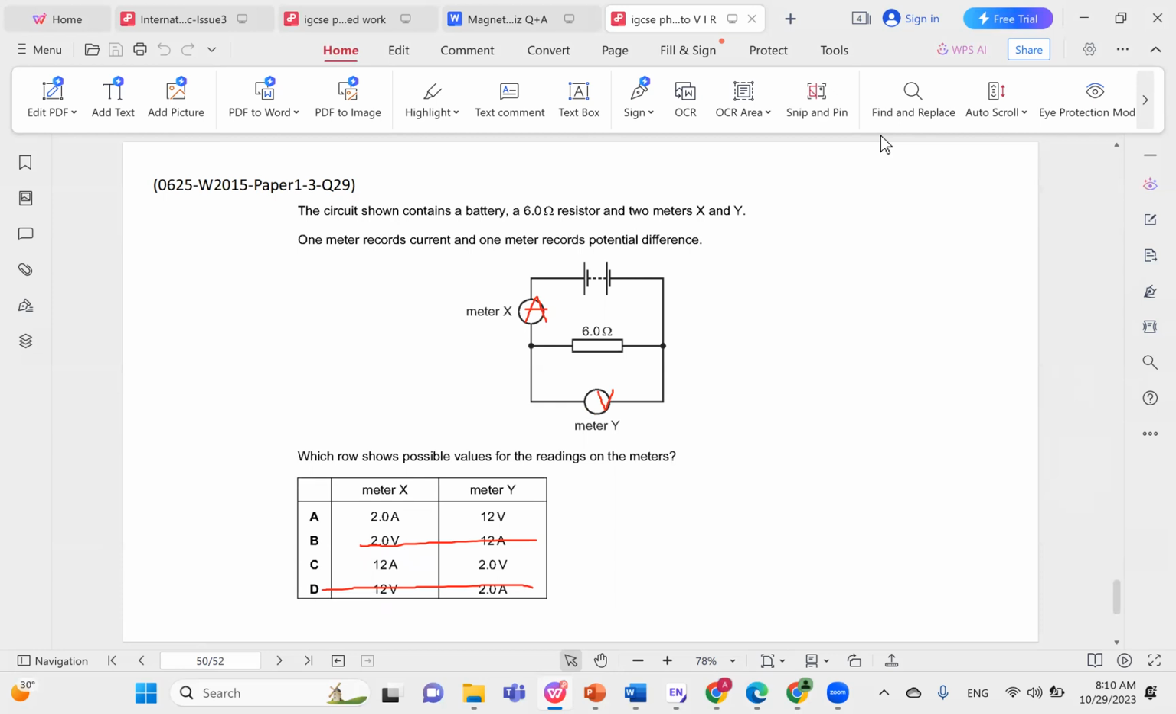So now A and C are correct in terms of units, but which set makes more sense? Of course, it's set A, because V equals IR. And if I apply the values in A to this equation, I would get 12 for V, 2 for I, and 6 for R. So this would be the correct choice. However, in C, if I apply the values, they would not yield the correct equation. Therefore, choice A is the correct answer.